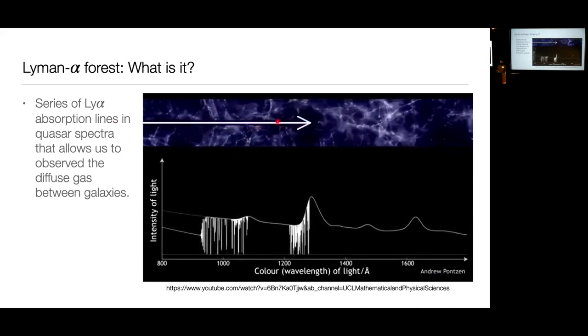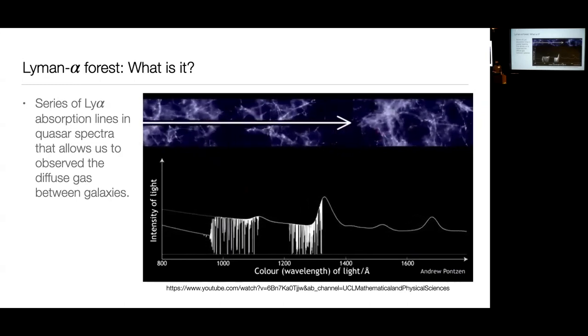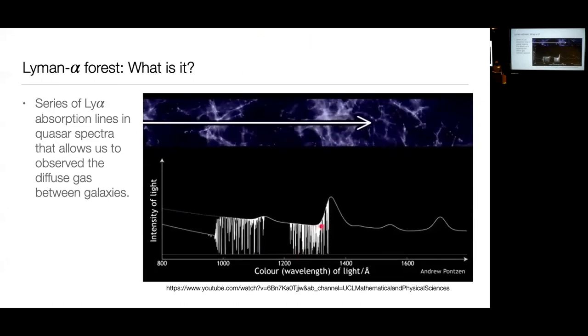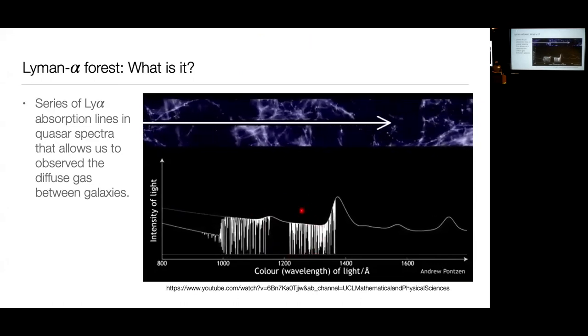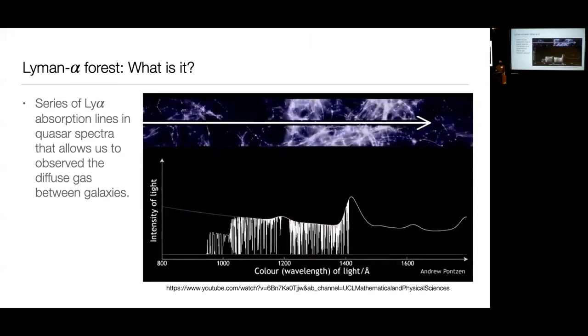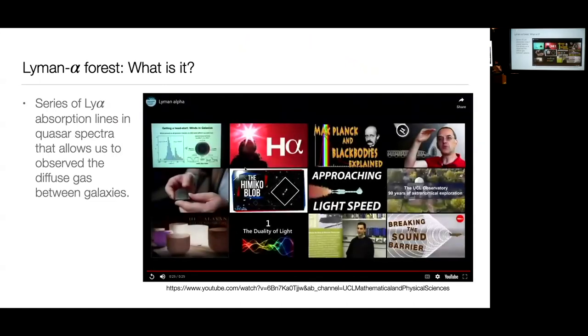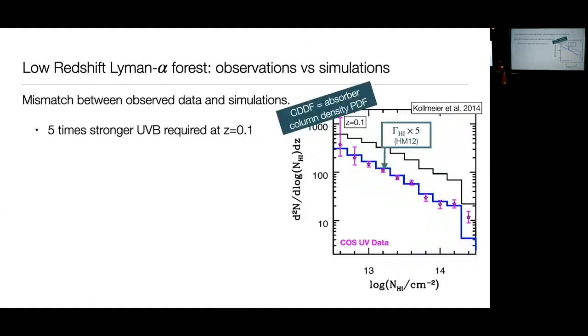As you travel through, the gas clouds you pass through will absorb some of this light, and that appears as absorption lines in the spectra, and that populates your Lyman alpha forest. This series of absorption lines allows us to observe something that would probably be otherwise invisible to us because this gas is so dim. So it is a very useful tool that we need to be using more, and we need more telescopes for it. Because at low redshift, we see a disconnect between a lot of hydrodynamic simulations and what is observed.